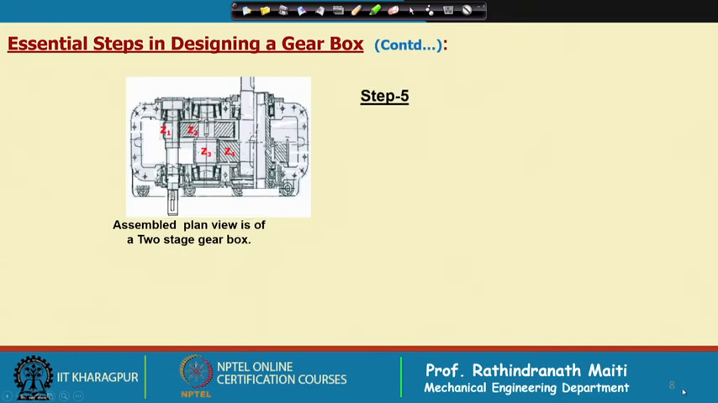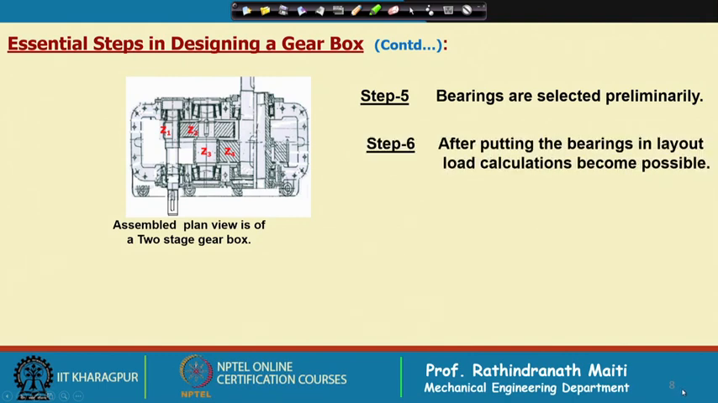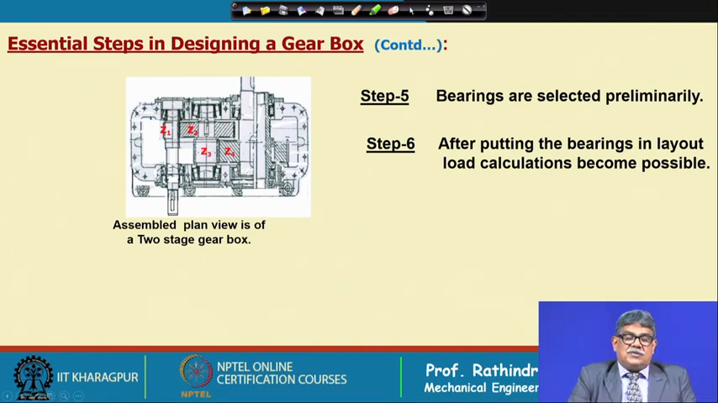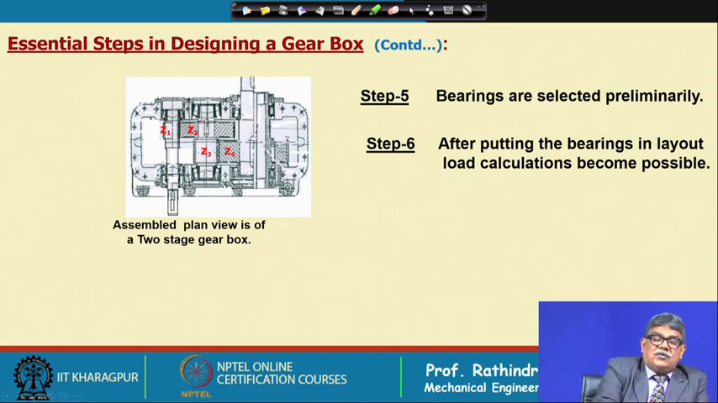So, the rough shape of the shaft is given in the 4th stage. Then the 5th step is that the bearings are selected preliminarily, and after putting the bearing in the layout, load calculations become possible. Unless we put the bearing here, we do not know how much load will come on the shaft, what the bending moment will be and what the load on the bearing will be.